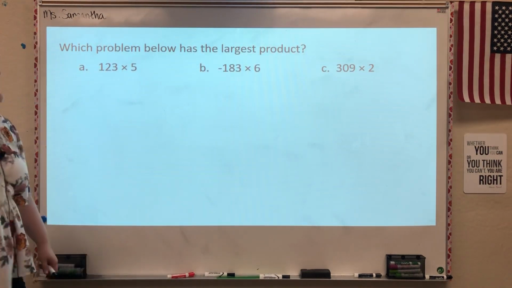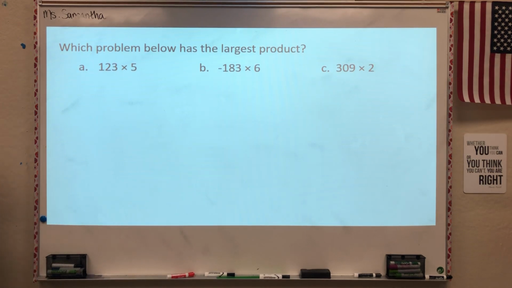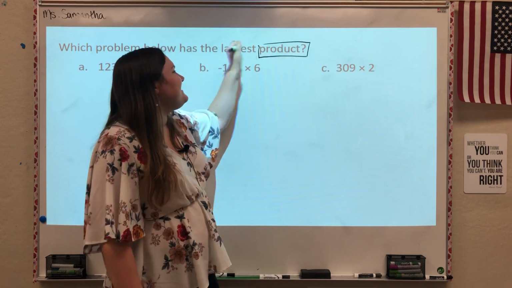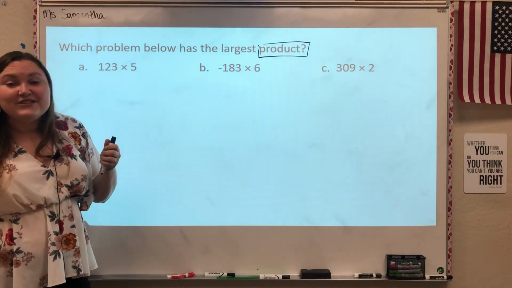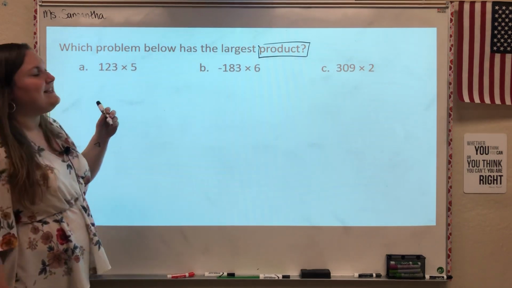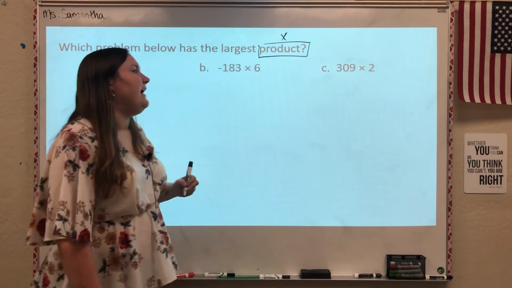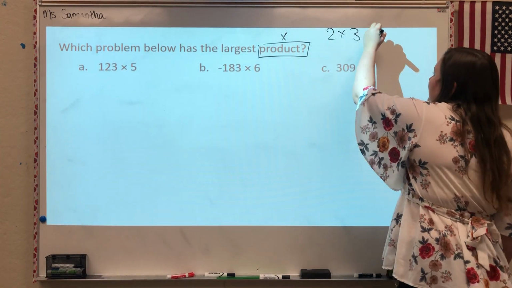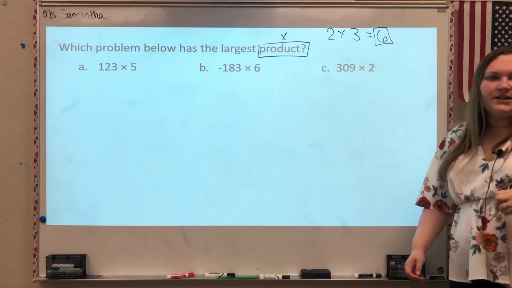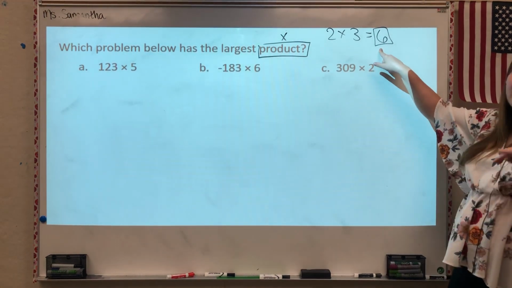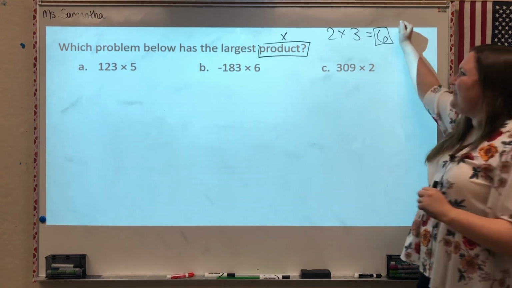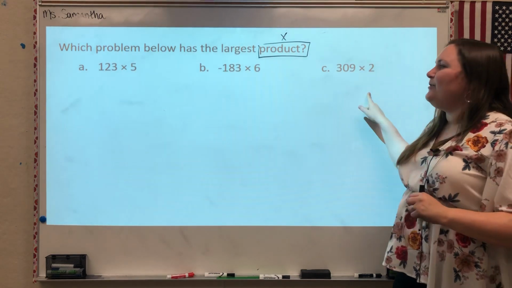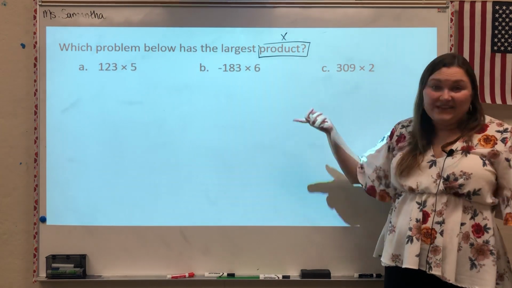This one here is asking which problem below has the largest product. There's probably a word in that sentence that you're like, I'm sorry, what? And that is the word product. This is a word we learned in our multiplication and division lesson. We learned that product is the name for the answer of a multiplication problem. So if you have 2 times 3 equals 6, 6, our answer, we call the product. It's the name for the answer only when you're multiplying. So it's their fancy way of saying multiply all of these, which one has the biggest answer.